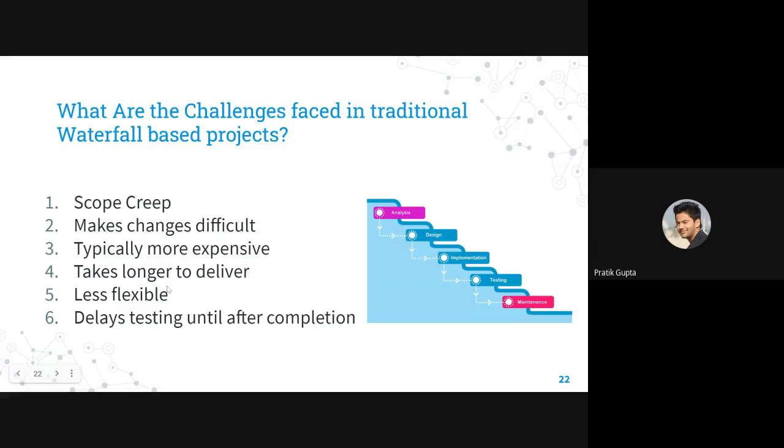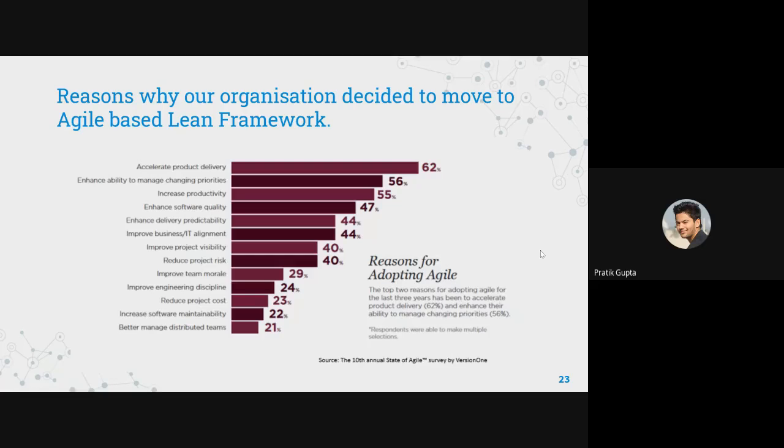It is obviously less flexible in the waterfall model. It delays testing until after completion. So once we complete one milestone, let's say the authentication module, your next milestone will be making purchases. Your third milestone can be to provide the reviews. So we are delaying the testing until each milestone gets developed. So these are the real-time issues which we face in our industry when following waterfall-based methodologies.